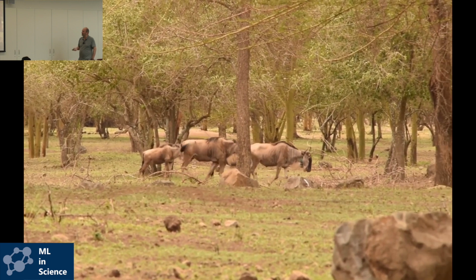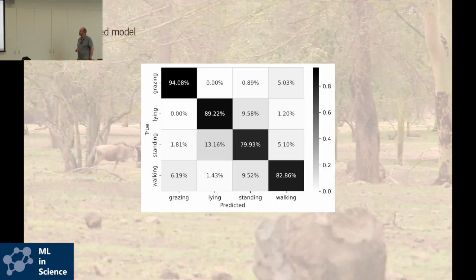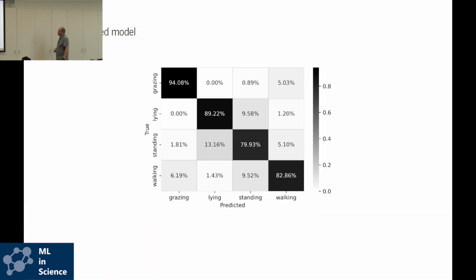lying, walking. Skip one's quite loud. So we have all that data. We ended up, I can't remember the exact numbers, but it was around 50 hours of footage and sort of time series data and labels. And then we trained our neural network on these data.